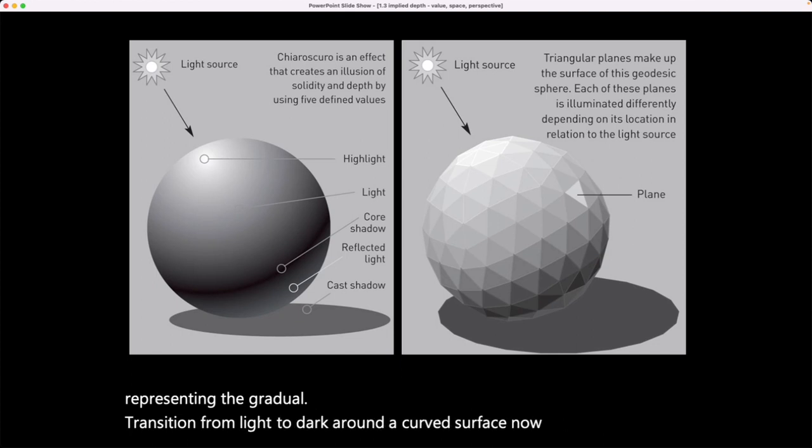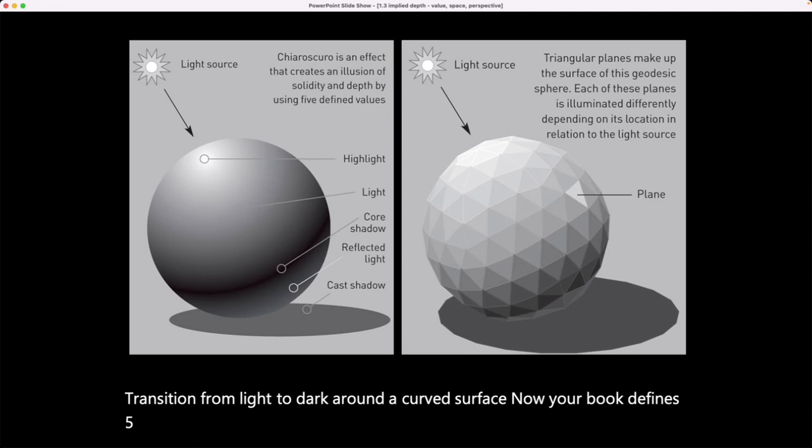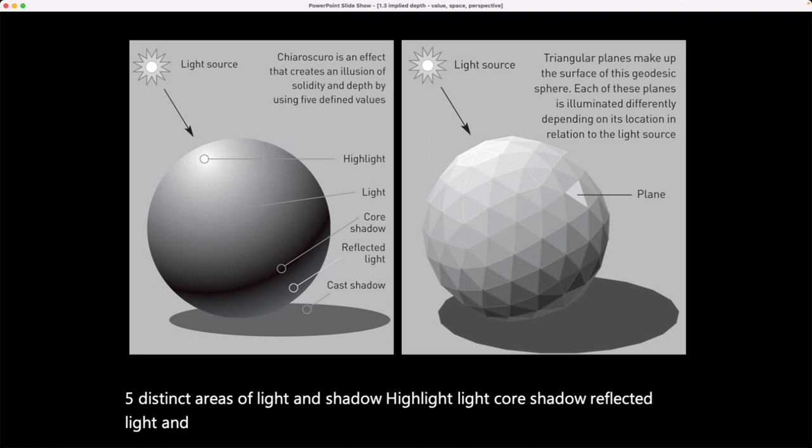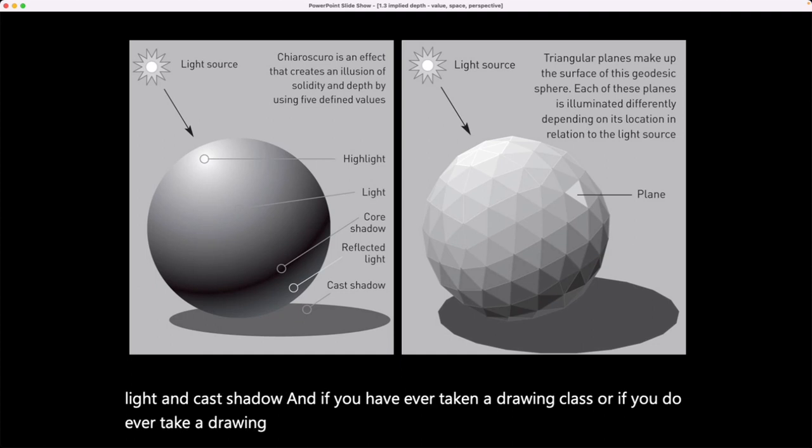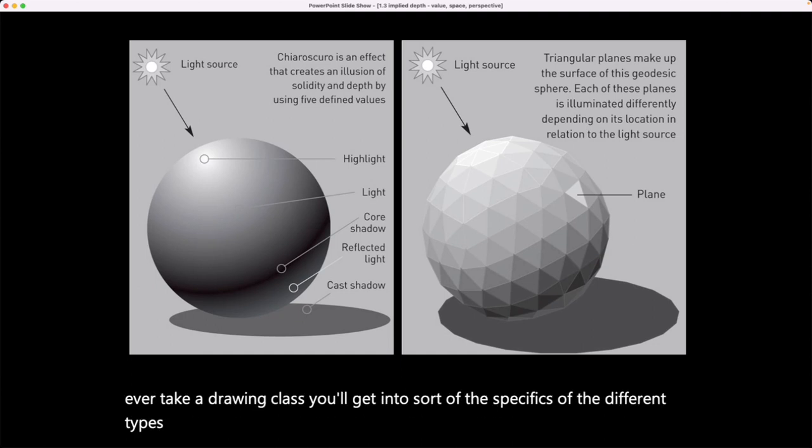Now, your book defines five distinct areas of light and shadow: highlight, light, core shadow, reflected light, and cast shadow. And if you have ever taken a drawing class, or if you do ever take a drawing class, you'll get into the specifics of the different types of shadows, but we won't do that here.